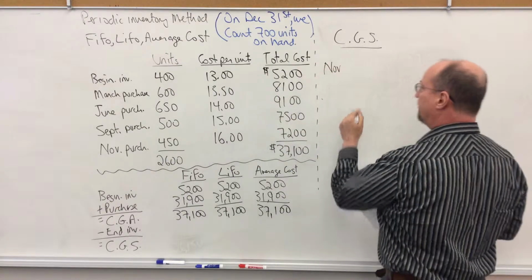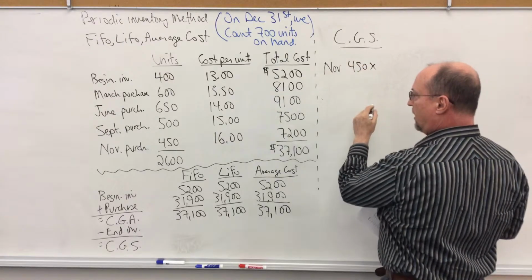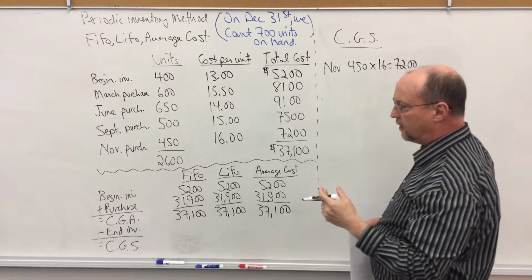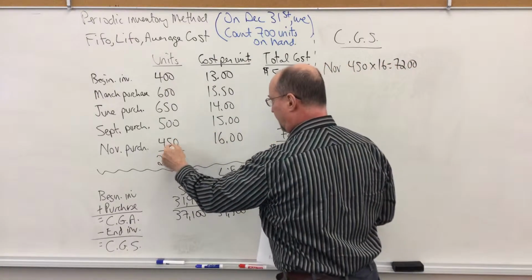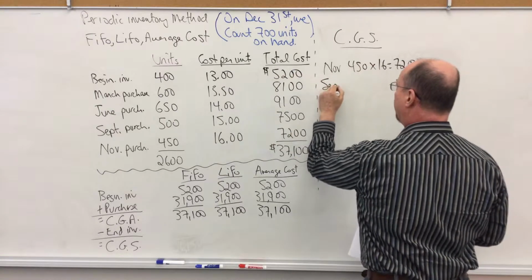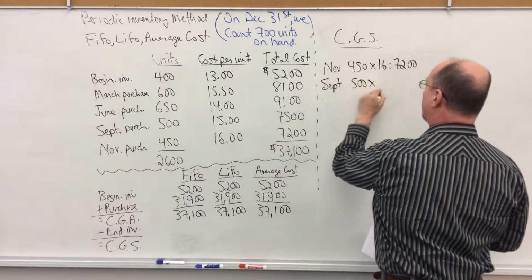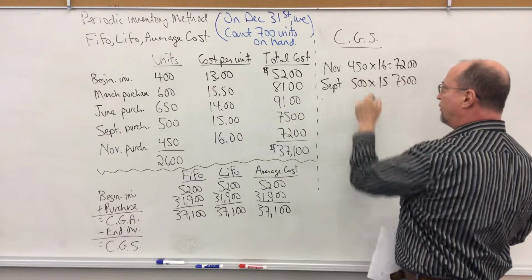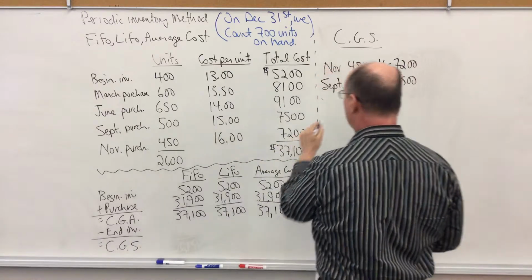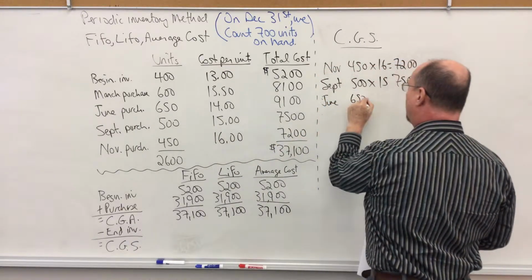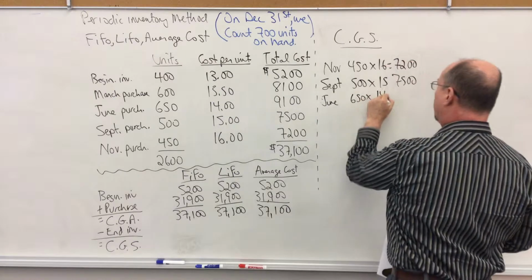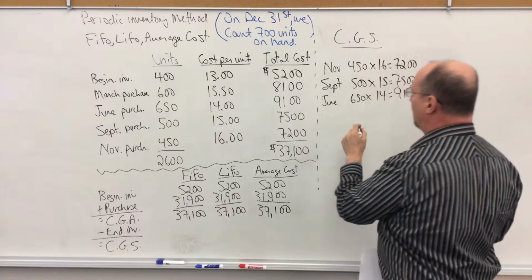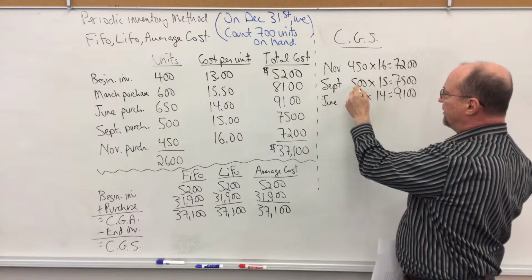November units got sold. 450 times 16 equals 7,200. Well, since we sold 1,900 units, then there's 450. The next 500 came from September. Paid $15 a piece, that's 7,500. That's 950 units. I still have to account for more units. So I sold all the units in June at $14 a piece, and that came to 9,100.